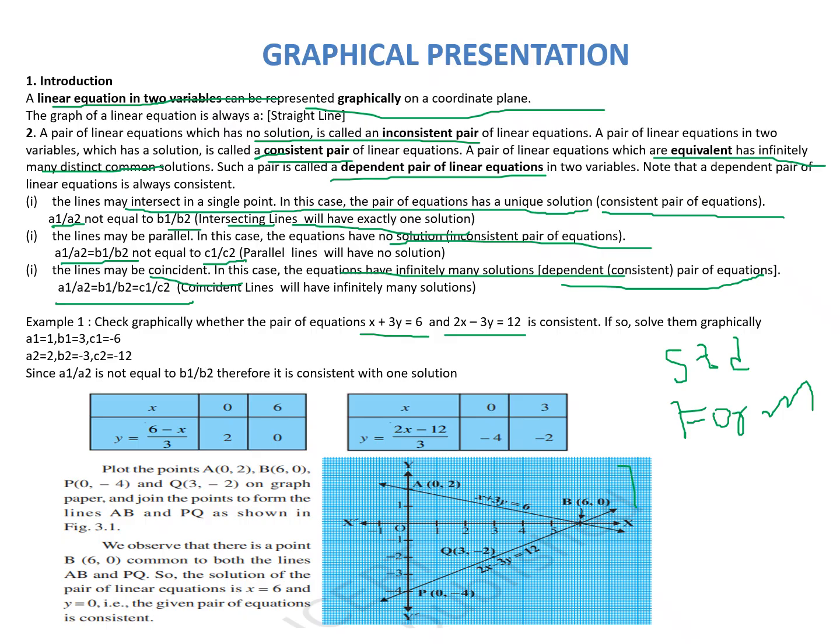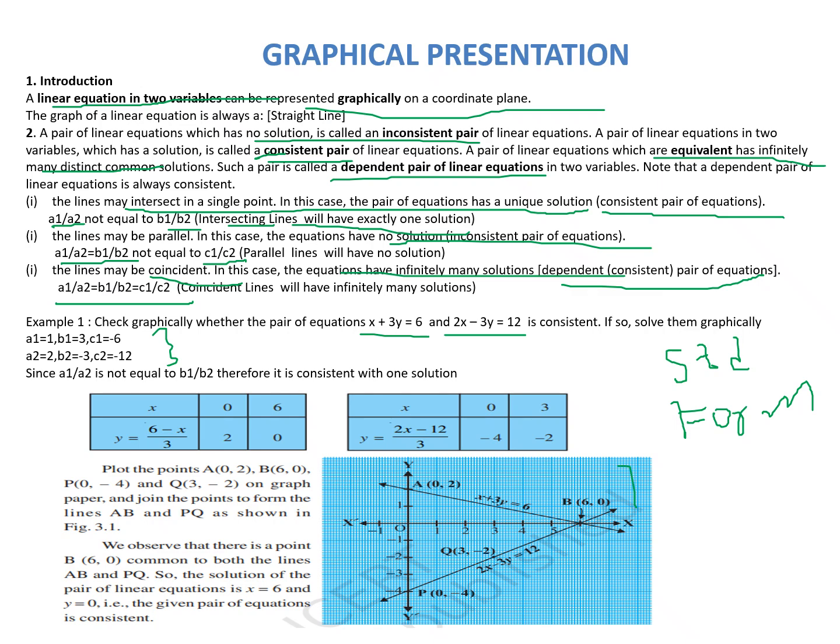So A1 is 1, B1 is 3, C1 is 6, because when we convert this into the standard form ax plus by plus c is equal to 0, then c will become minus 6. Likewise, A2 is 2, B2 is minus 3 and C2 is minus 12. So this is most important: before actually solving the equations, we have to first convert them into standard form, then we will be able to solve them.